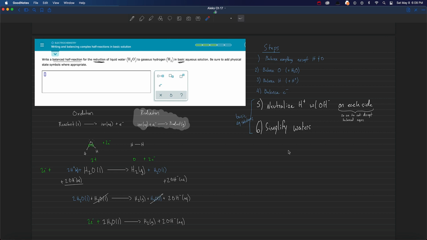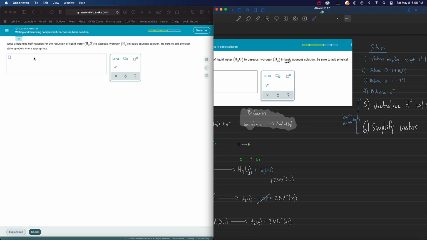2 electrons. Now, we're going to type in our answer. Seems right. And we got it right.